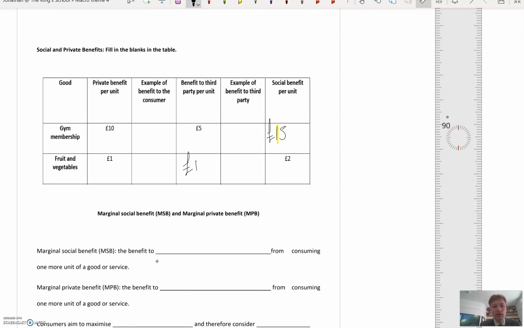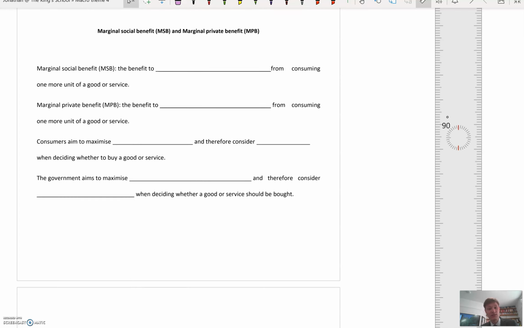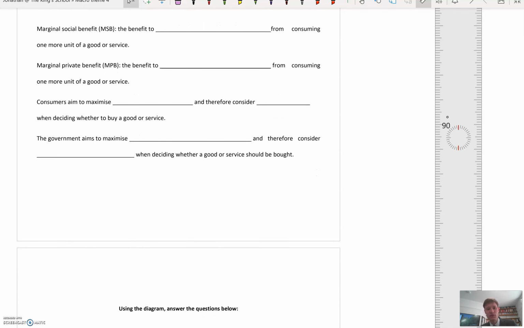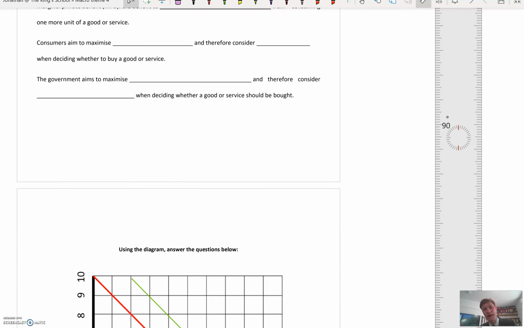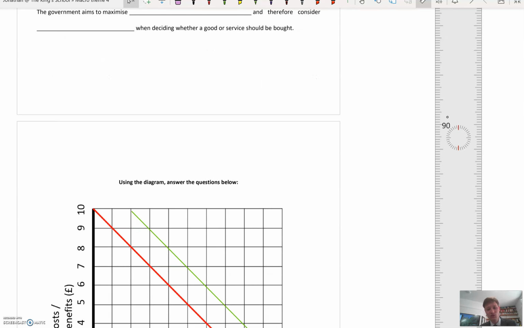Gym membership benefit probably is feeling better, your health, you feel fit. The benefit to the third party might be firms having fewer sick days, for example. How I value that is also, we're not too sure. Again, same for fruits and vegetables as well. Marginal social benefit to society. Again, the private benefit to the consumer. Consumers maximise their own utility and they only consider their private benefit. The governments maximise welfare and therefore consider the social benefits.